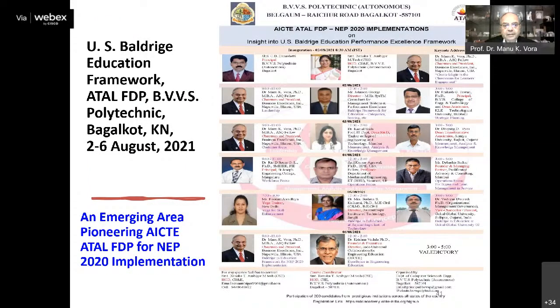And as I mentioned, here at BVVS Polytechnic in Bagalkot, the coordinator, Professor Renuka Ambigarji, put together a beautiful program. Professor Dan Shetty ji is shown here also. And we had experts from different domains, different areas throughout India, and myself from the US, delivering various categories of the Baldrige. So essentially, it was a very successful program as part of the emerging area pioneering AICTE Atal FDP for NEP 2020 implementation.